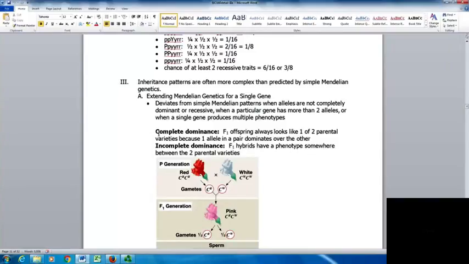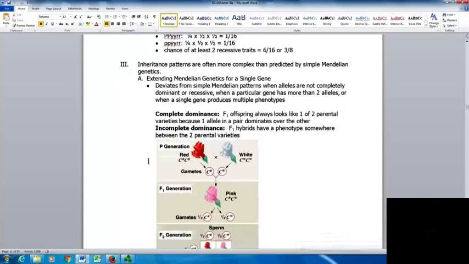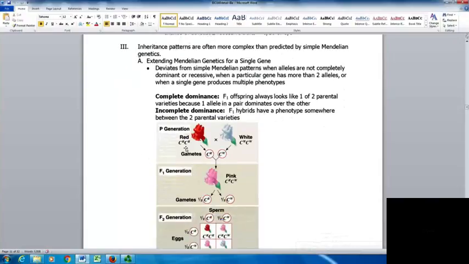Your F1 offspring always looks like one of the 2 parental varieties because one allele in the pair dominates over the other. When we have incomplete dominance, your F1 hybrids are going to have a phenotype that's somewhere between the 2 parental varieties. In this example, we're looking at these red and white flowers. Here you're going to see a superscript. So the character we're looking at is color, and the variation here is red.